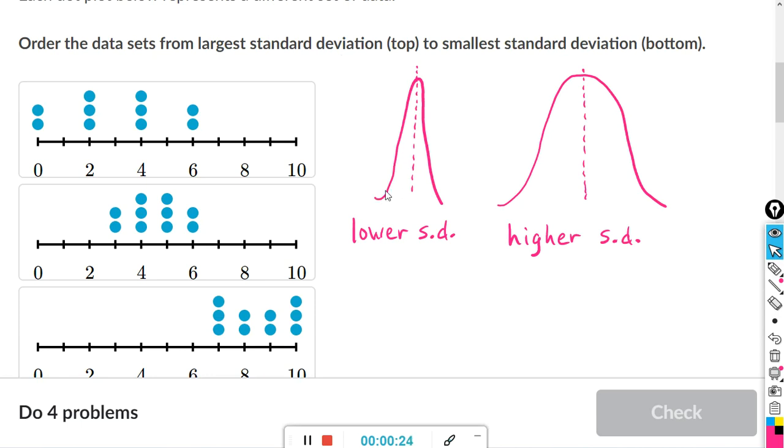So if you have a narrow curve like so of data points, the data is not very spread out. Okay, none of the data is very far away from the mean. So that's going to be a lower standard deviation. Whereas if the data points are more spread out and farther away from the mean, that's going to be a higher standard deviation.